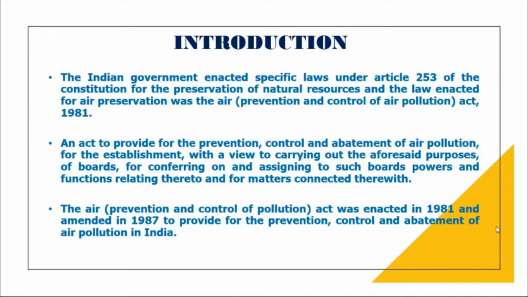Basically, under this act, the government has enacted the boards, state or central pollution control boards, for making the laws, for the penalties for various clauses, and for framing the emission parameters for air pollution. The Air Prevention and Control of Pollution Act was enacted in 1981 and later on it was amended in 1987 to provide for the prevention, control and abatement of air pollution in India.